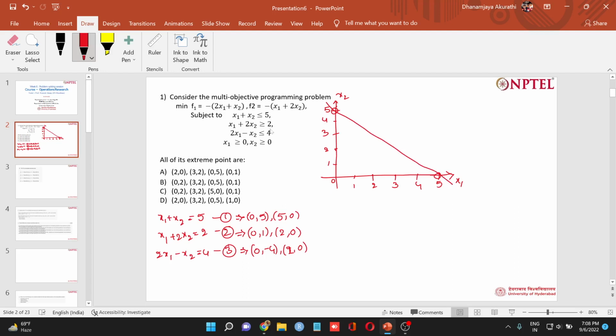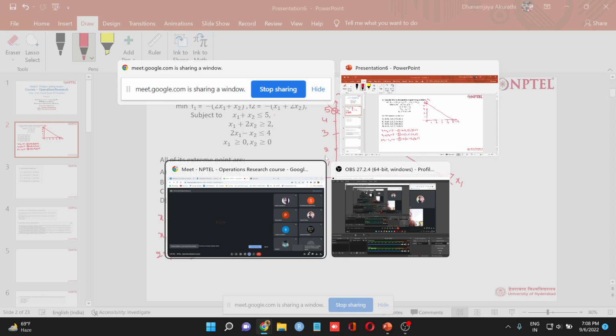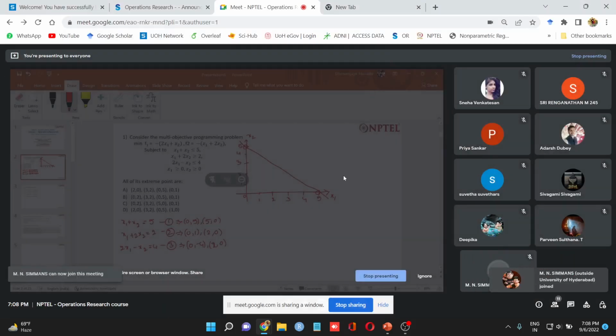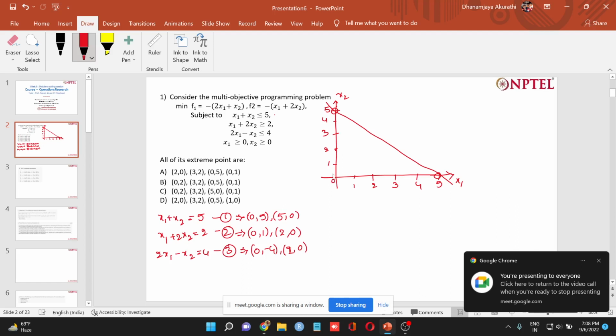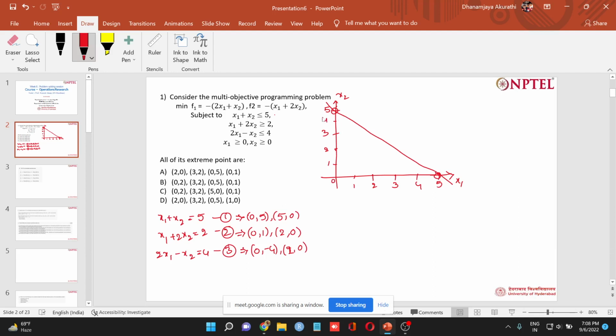And here for the first inequality, we can see that the inequality is less than or equal to, then we have to shade the region towards the origin. This is like a revision of your basics. Towards the origin, ma'am. So here it is a less than or equal to sign, so we need to shade it towards the origin. So in this way you can see for the first.